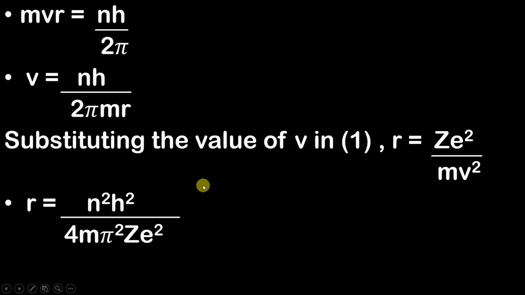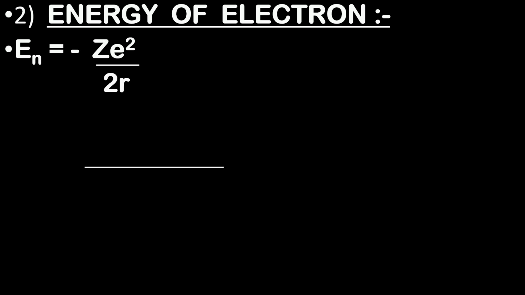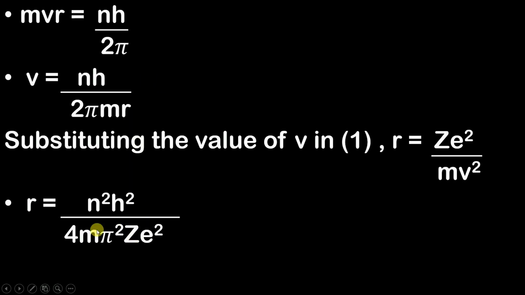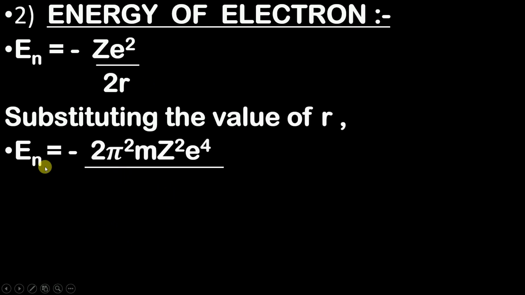Moving ahead with the second important feature of Bohr's atomic model. That is, it gives us the energy of the electron which is revolving in an orbit. So the formula for energy is minus Ze square upon 2r. Now I am going to substitute the formula of r in this equation. And what is the formula for r? We have seen it just now, that is n square h square upon 4 pi square m Z e square. So we substitute the value of r over here. What we get is that energy is equal to minus 2 pi square m Z square e raised to 4 upon n square h square.